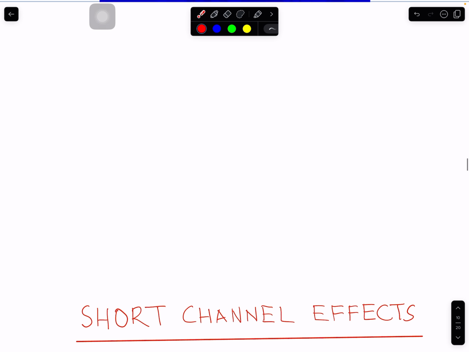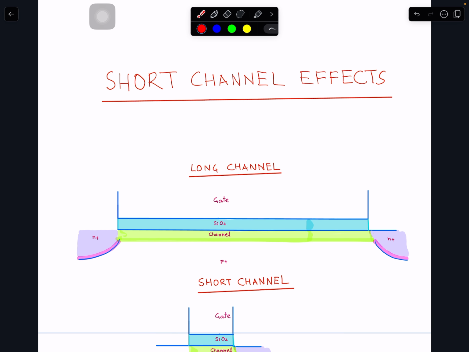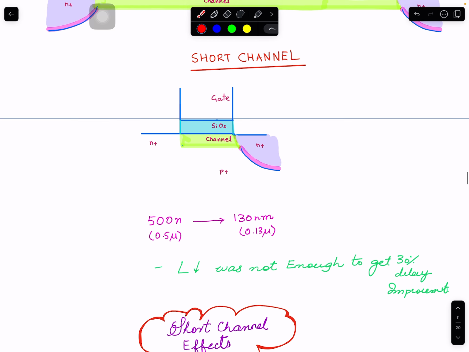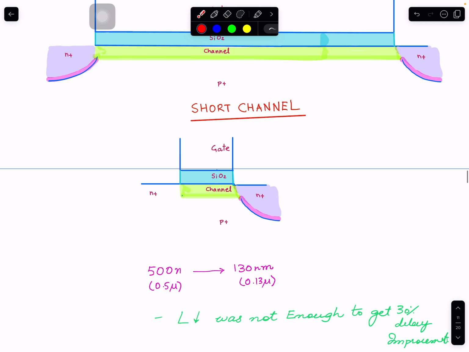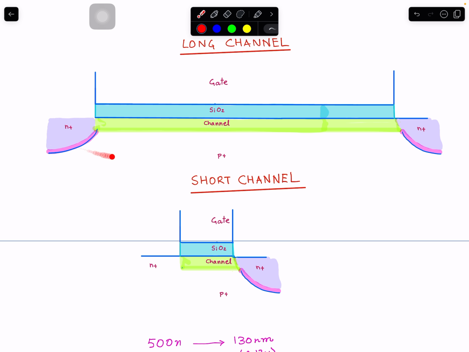Okay, now we come into short channel effects. All right. So what happened here? Something happened here. Okay, so this is the long channel. When we say long channel, what this really means is, look at the depth of the diffusion areas and look at this channel. This is pretty long. And this used to be the case above 500 nanometer or maybe close to 1 micron.